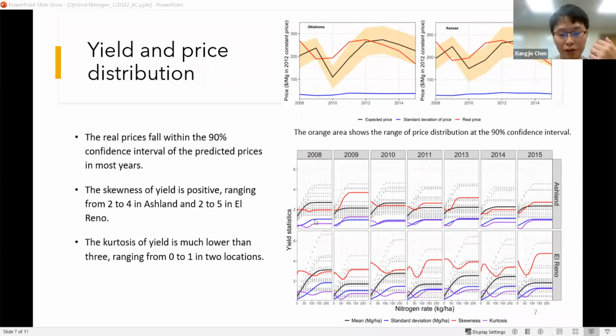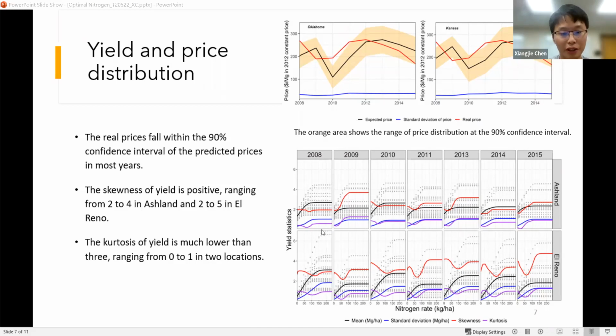And when we look at the skewness and also the kurtosis of the yield, we can see there is a positive skewness, the red line, in our cases. But this is not definitely true for all places. When we check the literature, they find that in some places the skewness may be positive, but in other cases it may be negative. But at least in our data for Reno and Ashland it is positive, and the kurtosis is much lower than 3. That means it's much lower than a normal distribution.